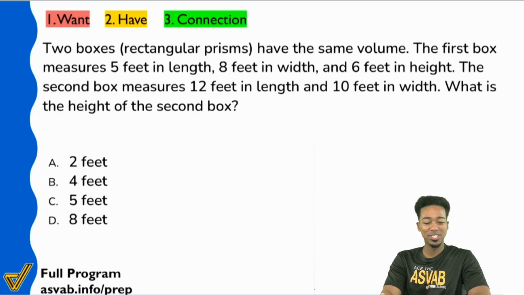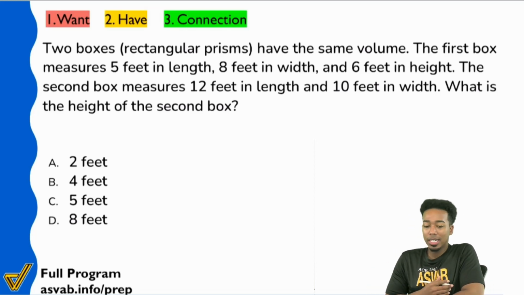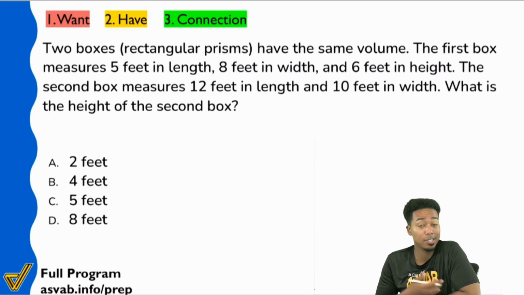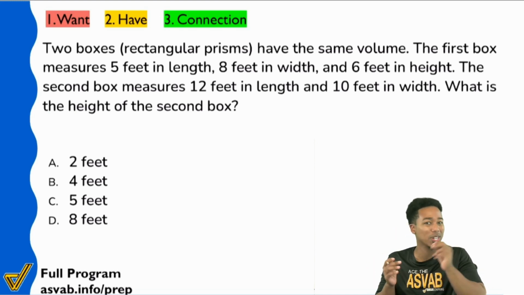Let's go ahead and give this one a shot, my party people. So what we're looking at here is a question about, well, volume. And it's because it's given away and the shape is given away. So we're going to talk about that in a moment.